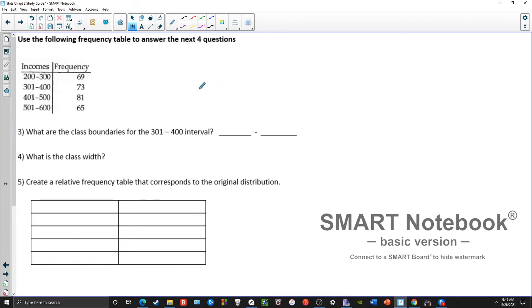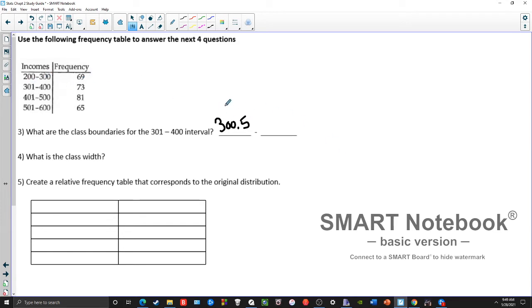What are the class boundaries for the 301 to 400 interval? All right, so the class boundaries, remember, are the invisible walls that are separating your categories. So here we have 200 to 300, 301 to 400, 401 to 500. What's the wall between 300 and 301? Well, it's 300.5. Right? That's the class boundary right there. We have to go from 300 to 300.5 to 301.